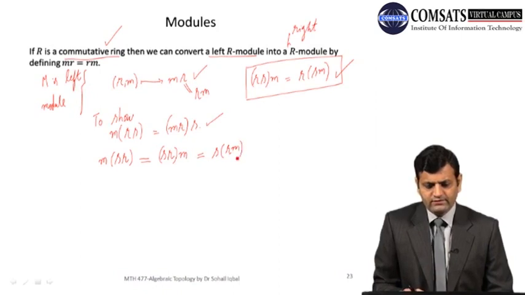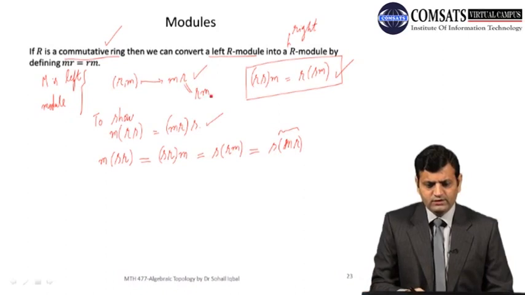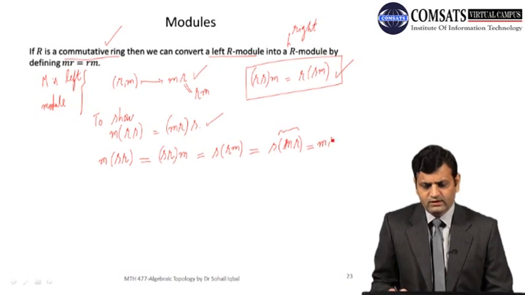Okay, now I can write down this R into M as M into R, because according to this, R into M is the same as M into R. And once again, this is an element of the set M and not R, because according to the definition, if I operate M into R, which is equal to R into M, then this is again an element of M.